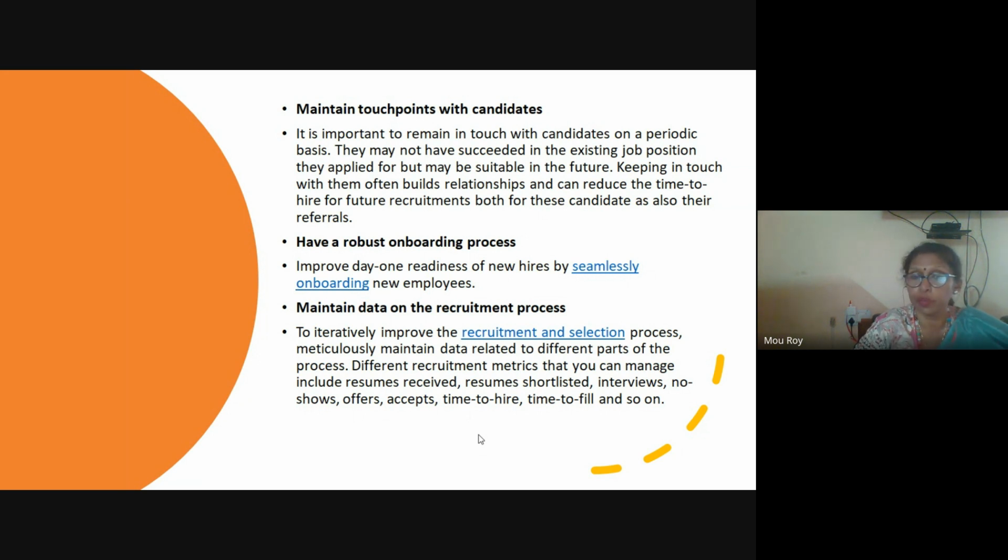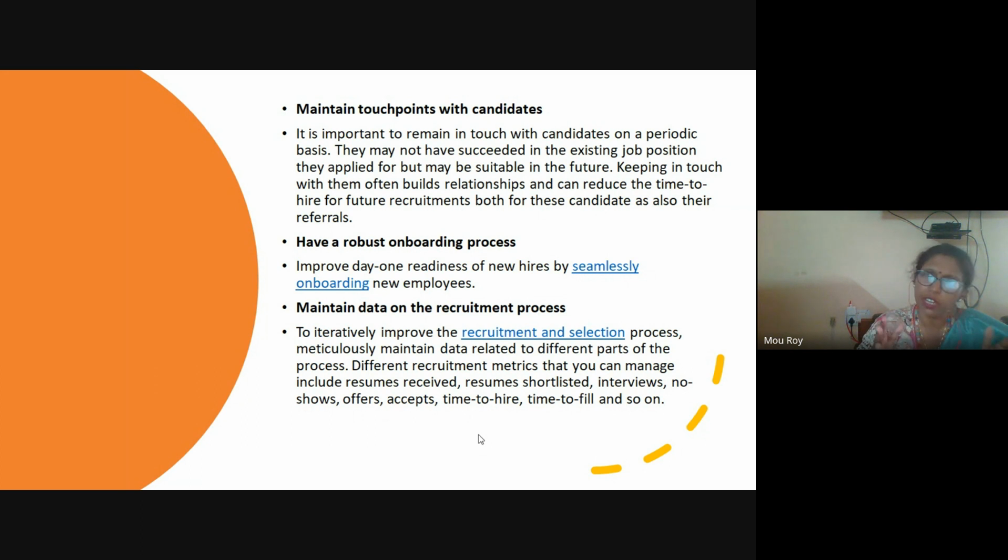So maintain data on the recruitment process, and similarly, to iteratively improve the recruitment and selection process, you need to meticulously maintain the data related to the different processes and different recruitment metrics. The metrics you can manage include how many resumes have been received, which resumes have been shortlisted, how many applicants have been informed about the interviews, and the no-shows, who don't connect. Then there are offers, after the recruitment and selection process there is an offer letter, then the time to hire, time to fill, and so on.